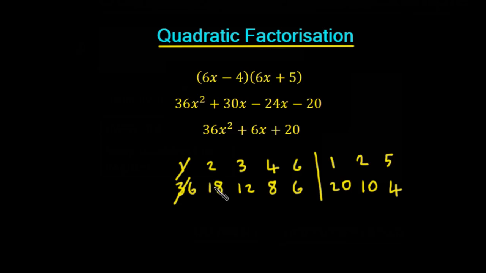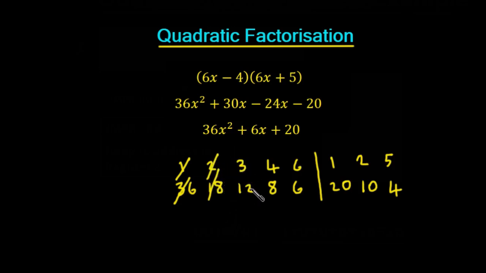And again, you could do the 18 times 4 and 2 times 5, and when we add or subtract, that's not going to give us a 6x. So we can dismiss these two.